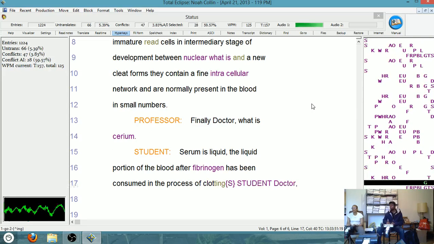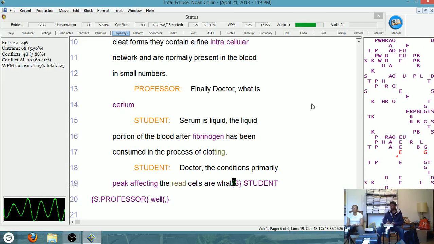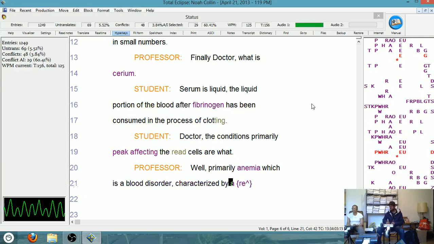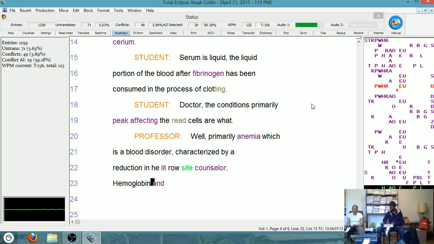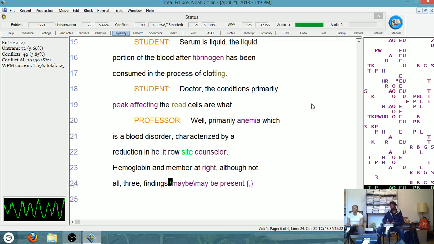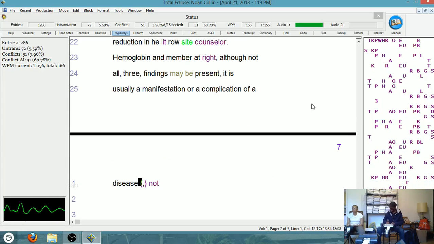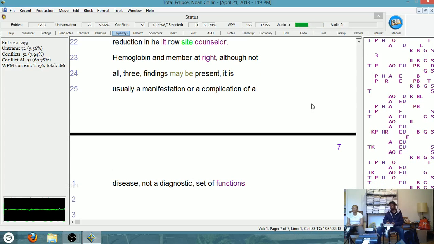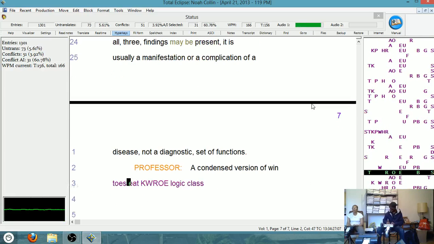Doctor, the conditions primarily affecting the red cells are what? Well, primarily anemia, which is a blood disorder characterized by a reduction in erythrocyte count, hemoglobin and hematocrit, although not all three findings may be present. It is usually a manifestation or a complication of a disease, not a diagnostic set of functions. A condensed version of Wintrobe's etiologic classification of anemia is presented.